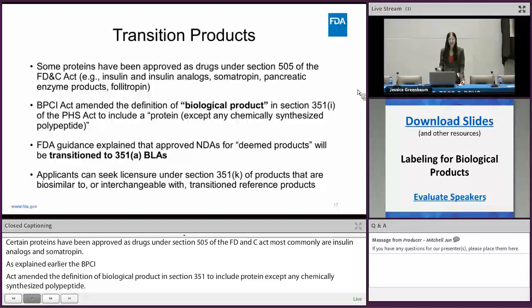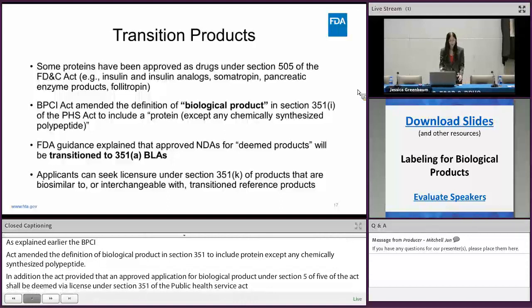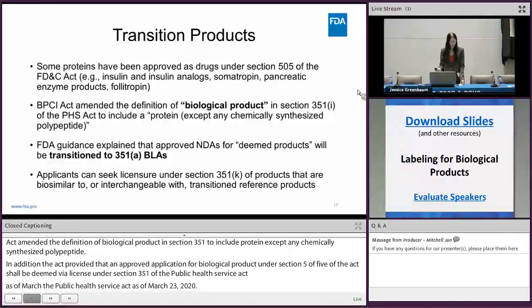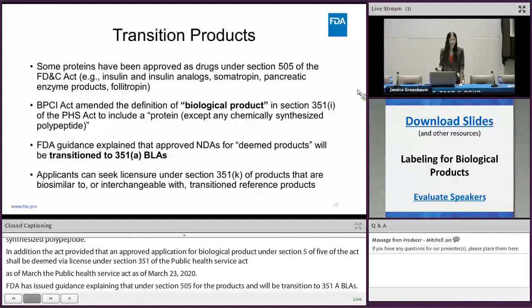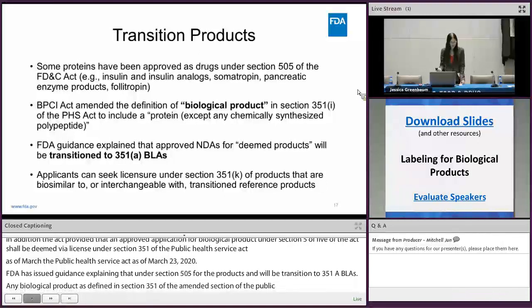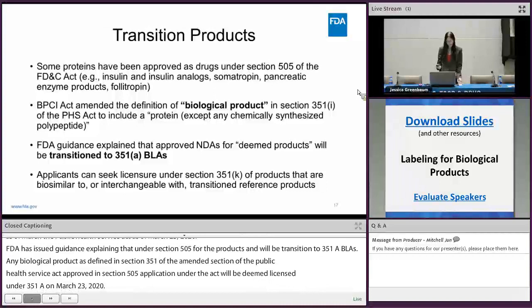FDA has issued guidance that explained that approved applications under Section 505 for deemed products will be transitioned to 351 BLAs. So in short, overall, any biological product as defined in the amended Section 351(i) of the Public Health Service Act that was approved in a Section 505 application under the FD&C Act will be deemed to be licensed under Section 351(a) on March 23, 2020. Additionally, applicants can also seek licensure under Section 351(k) of products that are biosimilar to or interchangeable with a transition reference product.